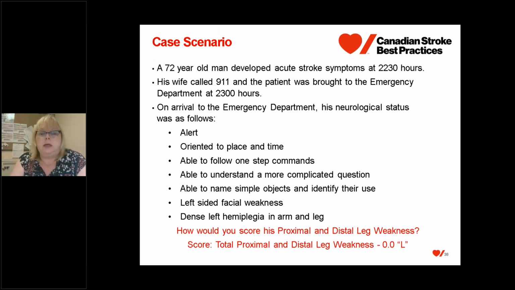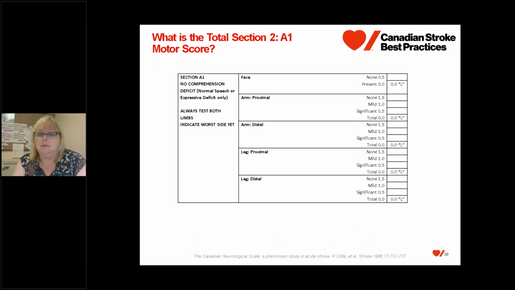So if we go back to our case study, how would we score the proximal and distal leg weakness? The patient has dense left hemiplegia in that leg, so would receive a score of total weakness in the proximal leg, total weakness in the distal leg, receiving a score of 0 on both of those items.